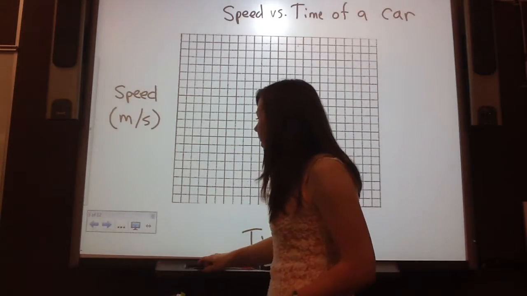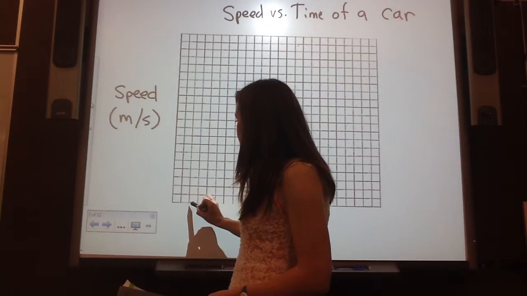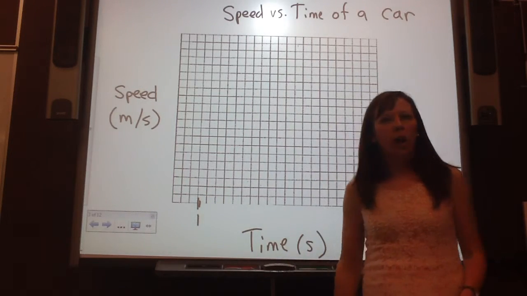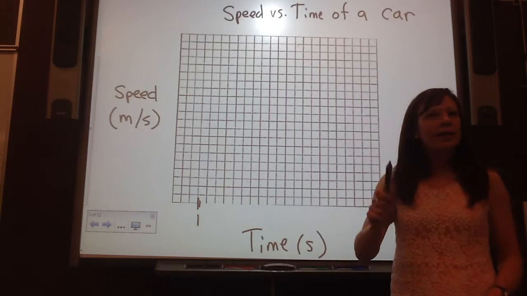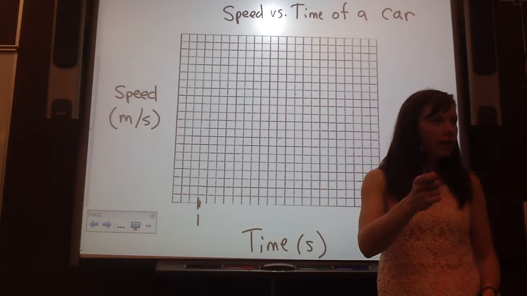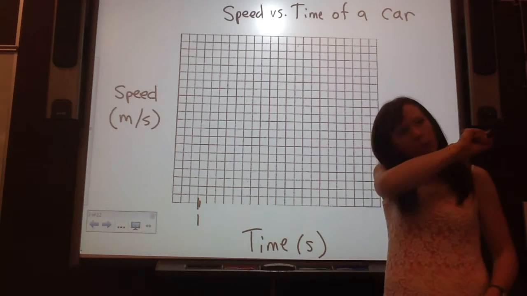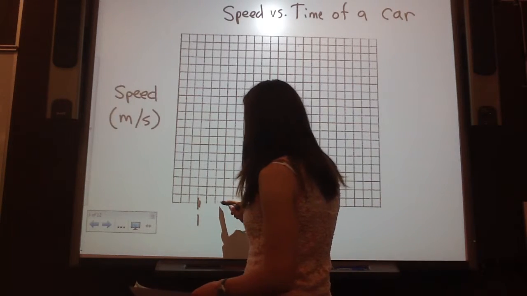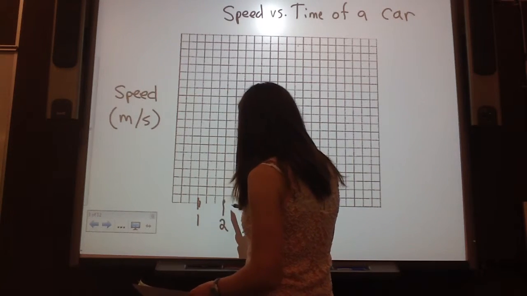So what I decided is I said, okay, maybe 1, 2, 3. 3 boxes will give me a 1. Okay? You can decide. It could be 1 box, it could be 2 boxes, it could be 4 boxes. You just need to make sure you fit everything in. Okay? So now every 1, 2, 3, I go up by another.